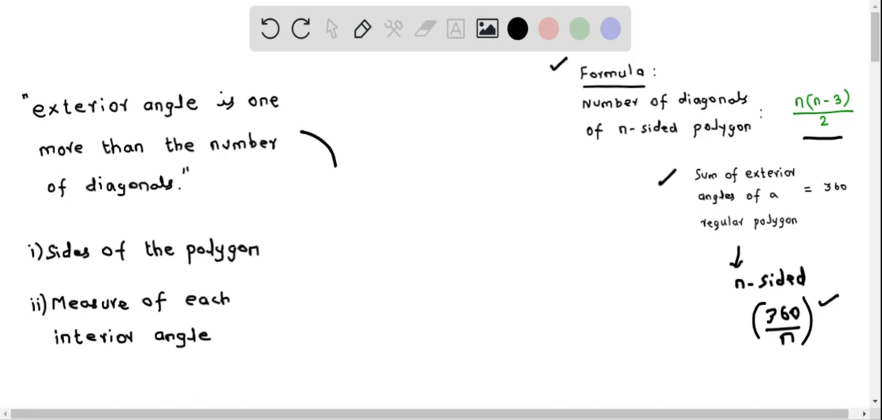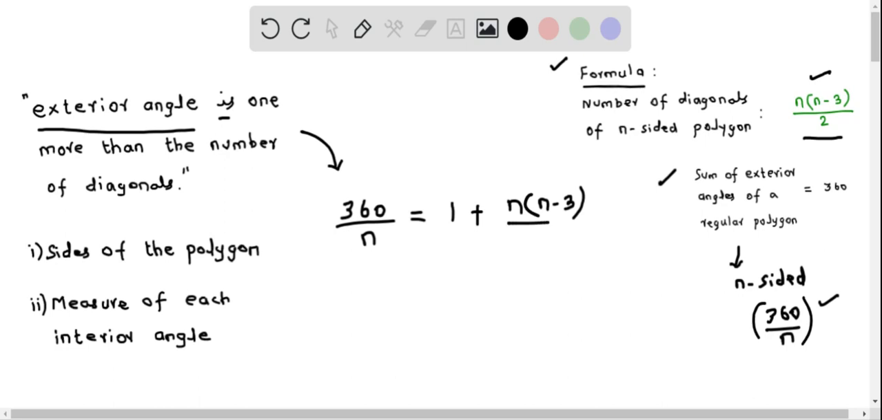Now let's convert this statement into its mathematical equivalent. Here it is given the exterior angle, so I'm going to write down the expression for the exterior angle, that is 360 over n, and this is given as 1 more than the number of diagonals. So I put 1 plus the number of diagonals, which is n times (n minus 3) over 2.